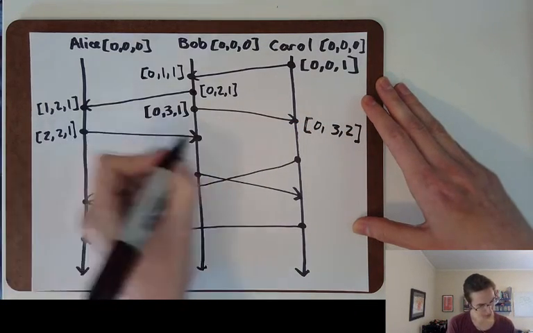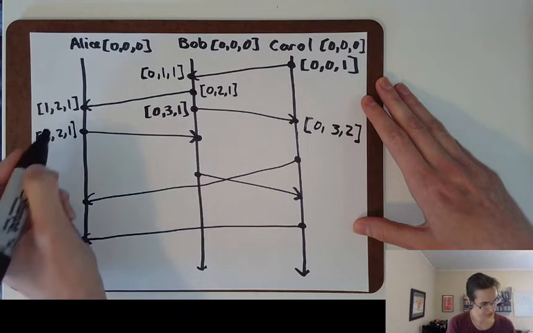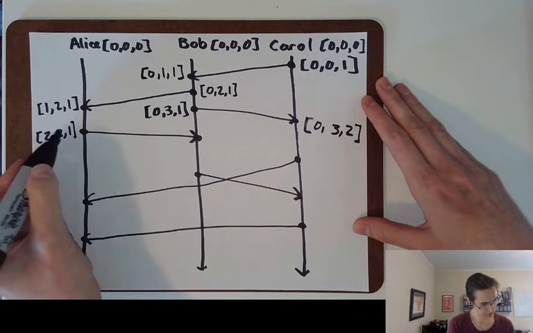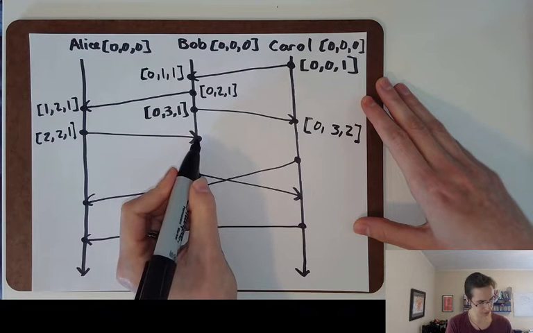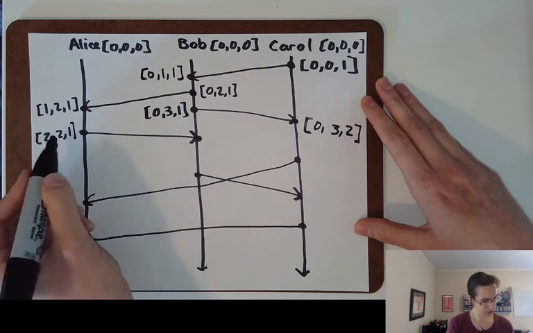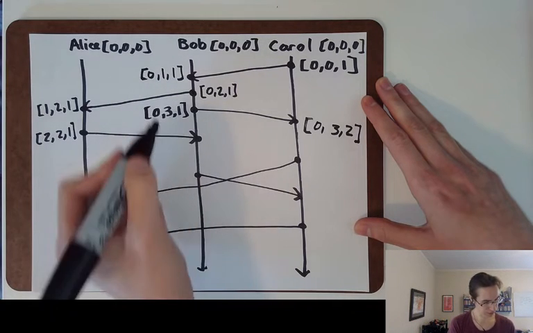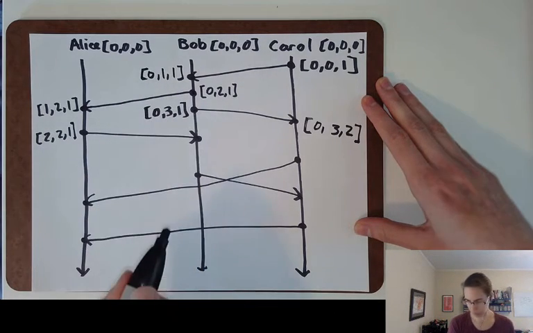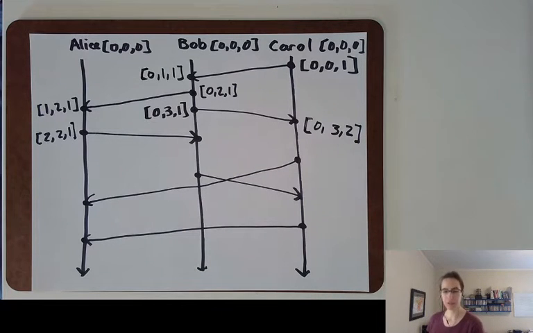Now let's deal with this one here. So here's a case where we have a clock that's coming in from Alice, right? We're looking at the fourth event on Bob now. We have a clock that's coming in from Alice that said 2, 2, 1. And then we have Bob's current clock that said 0, 3, 1. So how are those going to get combined?